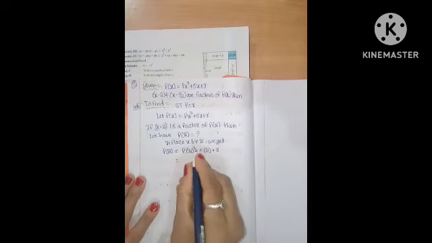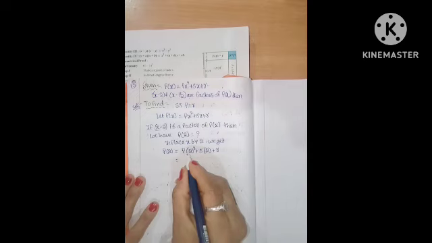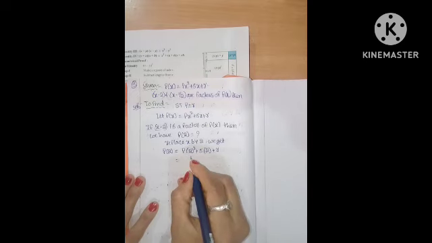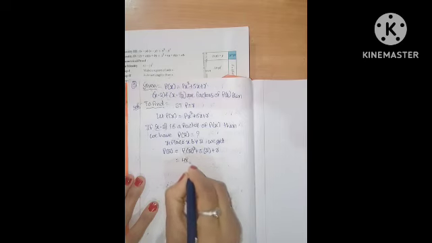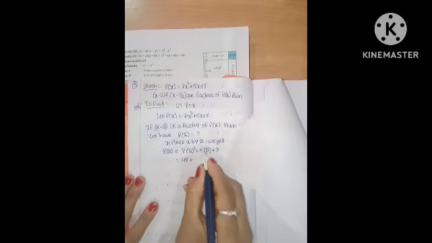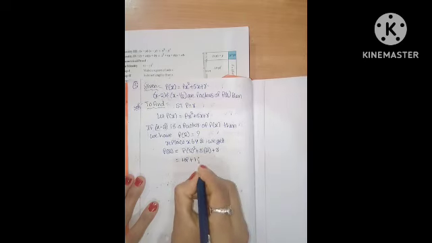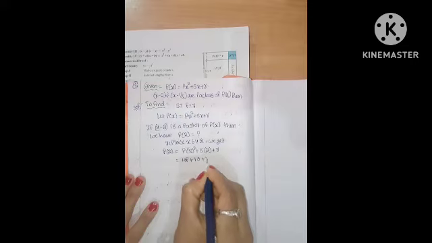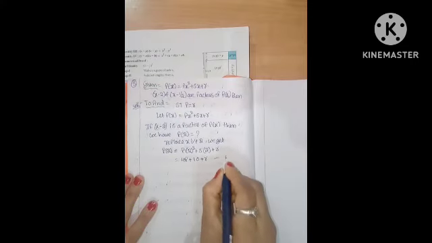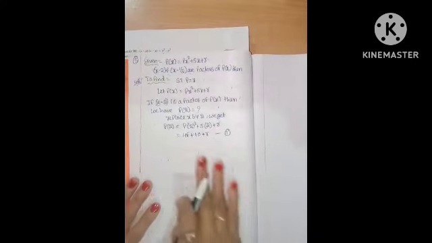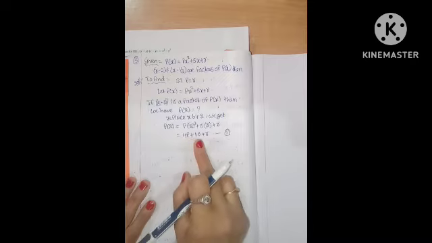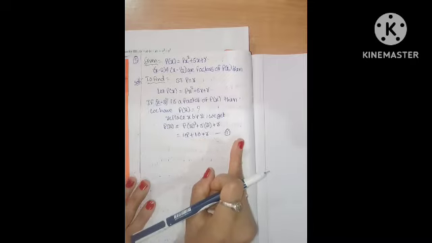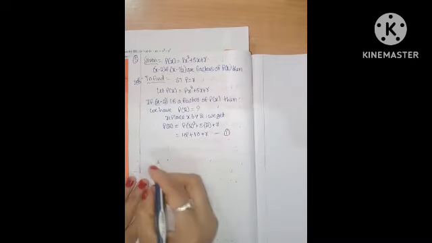Next, removing the brackets, P into 2 square. 2 square is nothing but 4. 4 into P is 4P, plus 5 into 2, which is 10, plus r. This is equation number 1. The value we get for P of 2 is 4P plus 10 plus r. Okay, this is equation 1.